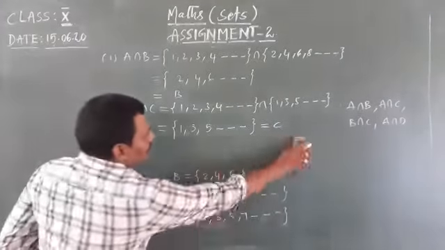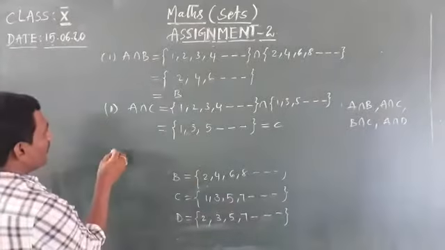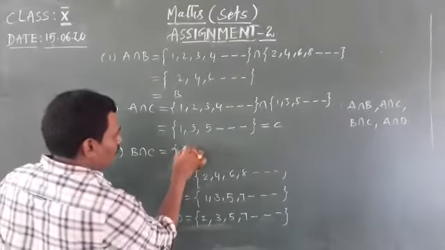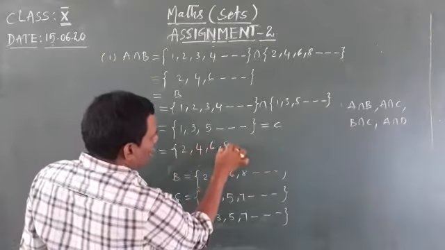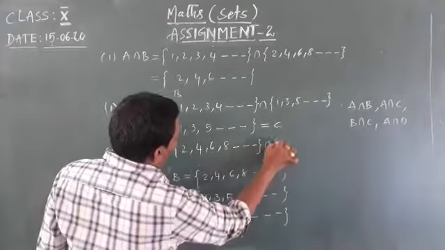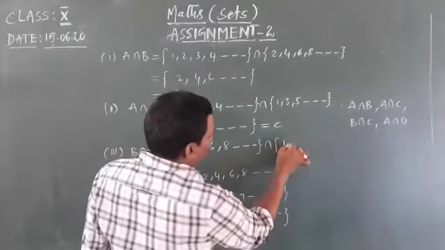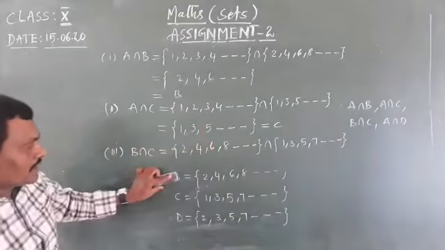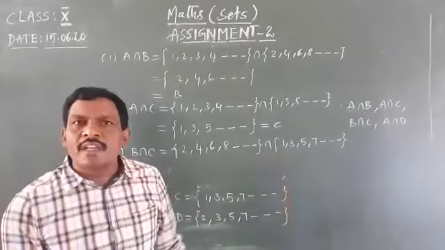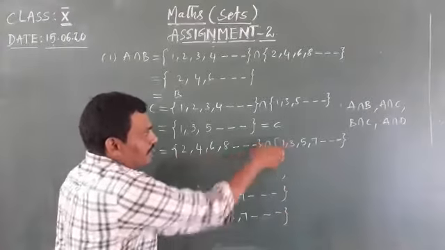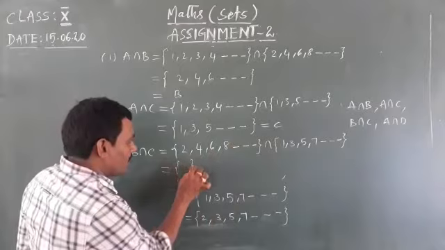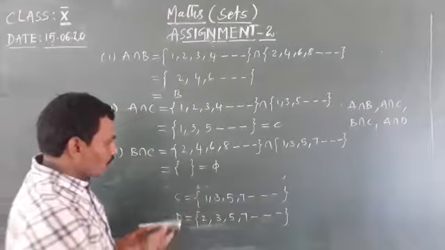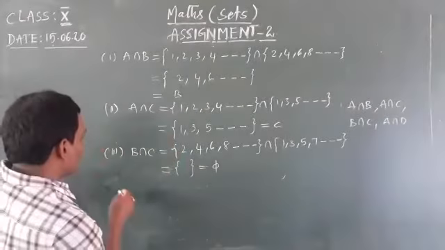Next one, third one, B intersection C. B has the values 2, 4, 6, 8 and so on, intersection with C, which is 1, 3, 5, 7. In both sets you will observe that there are no common elements in sets B and C. It is denoted by the null set, phi.